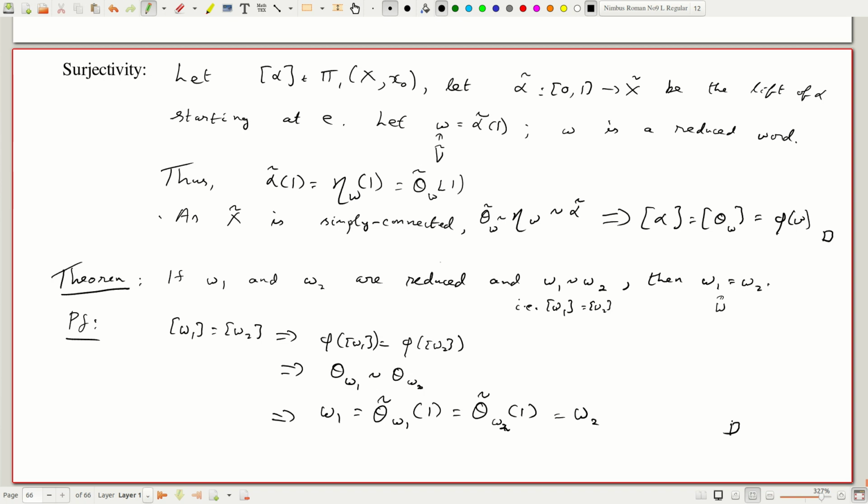So we have a nice application to a non-trivial theorem in combinatorial group theory. There will be more non-trivial applications later already from this. Okay, that is, the reduced word for a free group is unique.